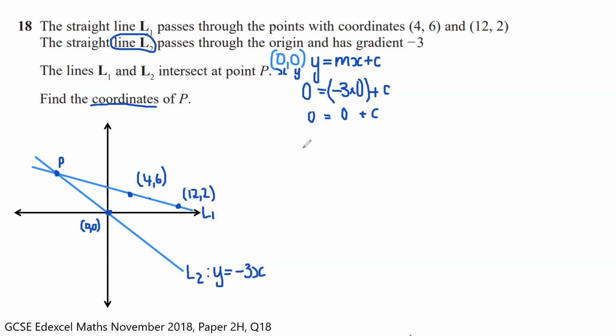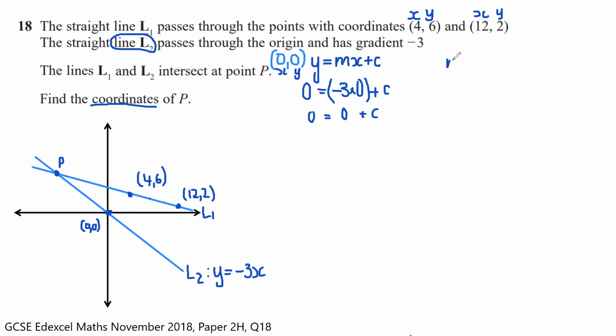Okay, so that was the slightly easier line. Let's now look at L1. We have been given 2 coordinates. Remember, each of these coordinates has an x value and a y value. If we look at our y equals mx plus c, we've got 2 unknowns at the moment, so we can't find it out straight away. We're going to start by finding out what our m value is.